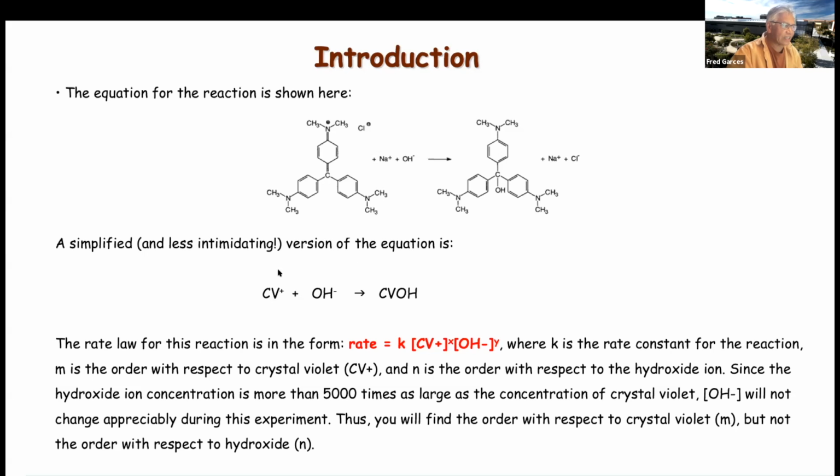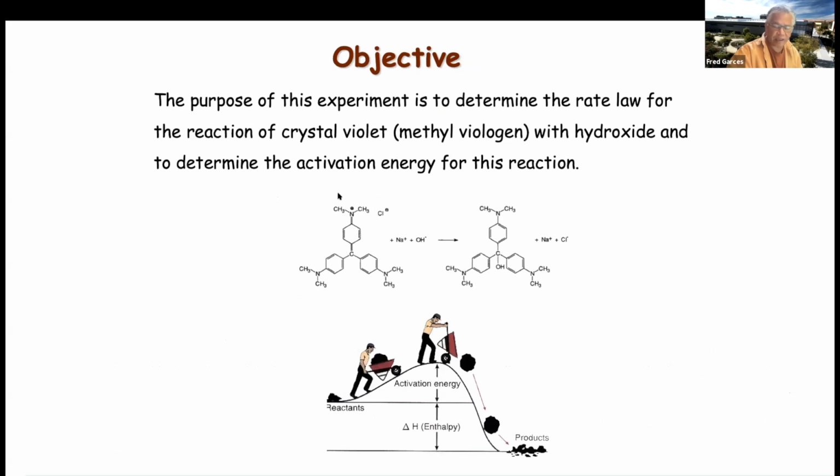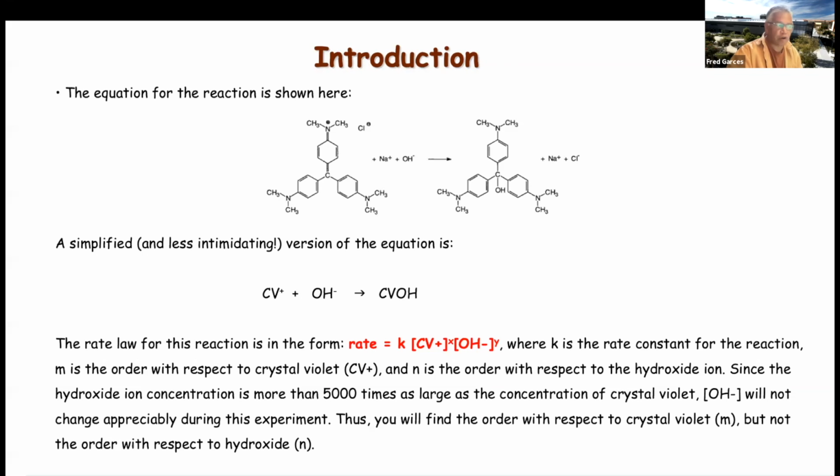And we can abbreviate that as CV, representing this crystal violet chemical, plus hydroxide goes to CVOH. And what we are going to be doing in this experiment is we're going to make the hydroxide concentration so high that when this reaction occurs, the hydroxide is such an excess, it's not going to influence the rate. The rate's going to be influenced by the limiting reagent, crystal violet. And depending on that concentration, the rate will change accordingly. And that's what we will be doing in this particular experiment. We'll make the crystal violet concentration much lower than the hydroxide. Therefore, the rate is a function of the crystal violet rather than the hydroxide.